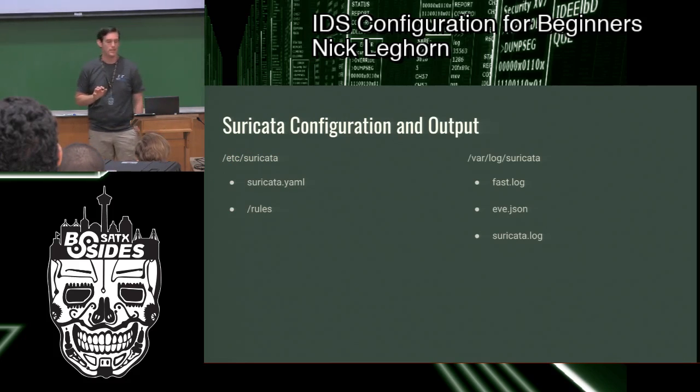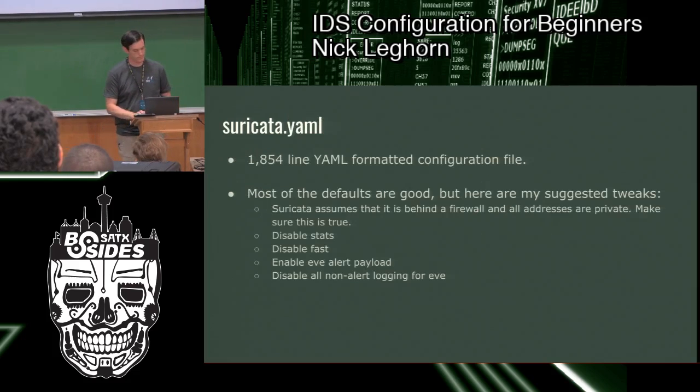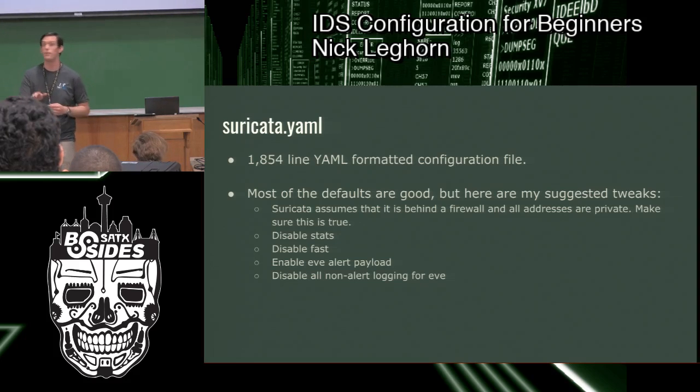Let's talk about configuration. There's two inputs to Suricata and about three outputs we're gonna touch on. The first input is called suricata.yaml. It is a 1,854 line configuration file, which is a bit of a beast. The good news is that pretty much 90% of what you're gonna need is in the first 5 to 10% of that file. You're not gonna need to touch anything else, and I'll show you in just a second. Most of the defaults are fine.